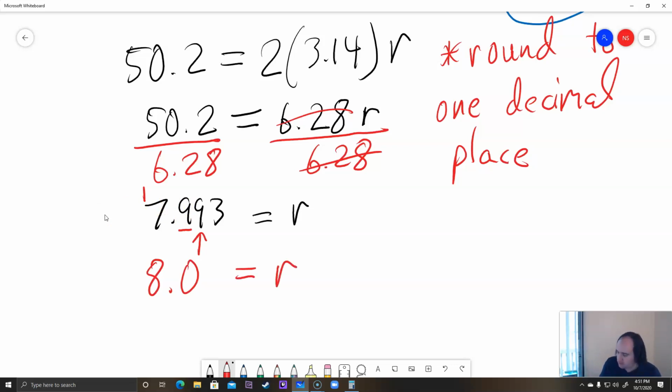So our radius is approximately equal to 8.0. And I'm writing this notation here, which means that it's approximately equal to it. If it's kind of curvy like that, that means it's not exactly equal to 8, it's approximately 8. Okay? And that was the whole problem. Okay, so cool.